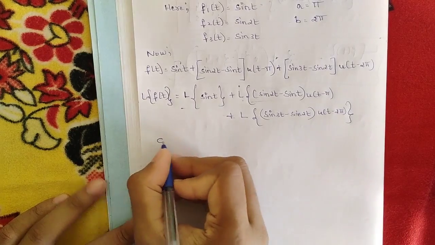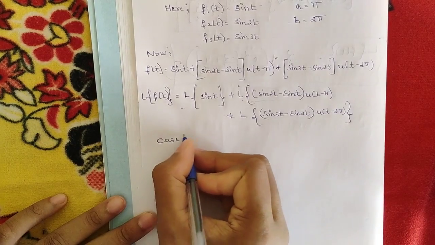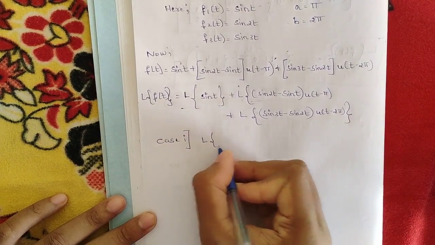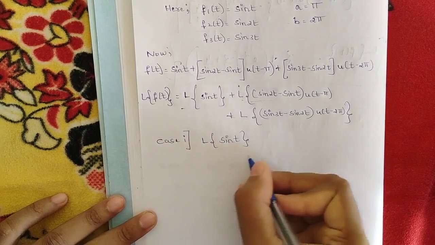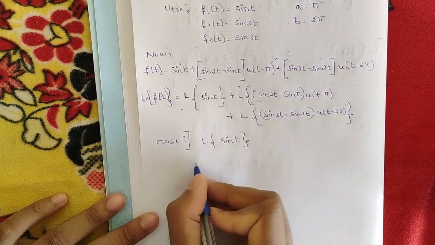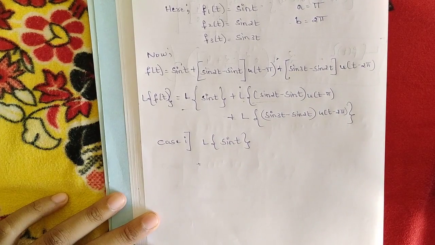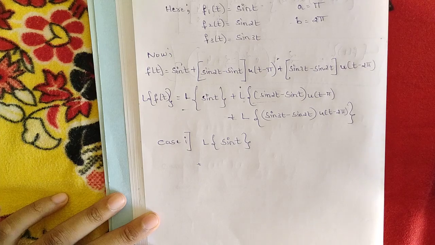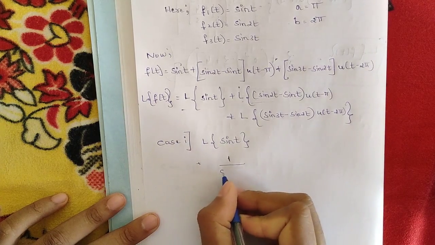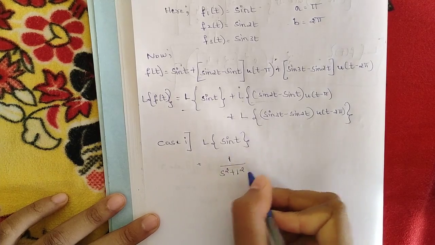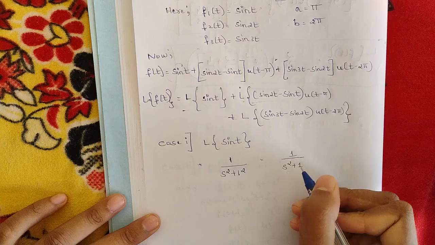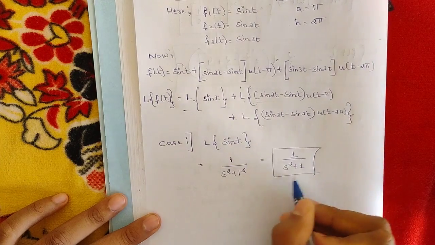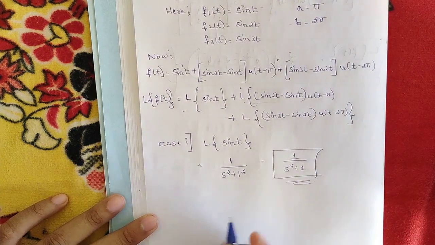So first, case 1, that is Laplace transform of sin t. We know that the Laplace transform of sin a t is given by a divided by s square plus a square. In place of a here we are having 1, so it is 1 divided by s square plus 1 square, or else we can write 1 divided by s square plus 1. So this is the first case answer. Now case 2.